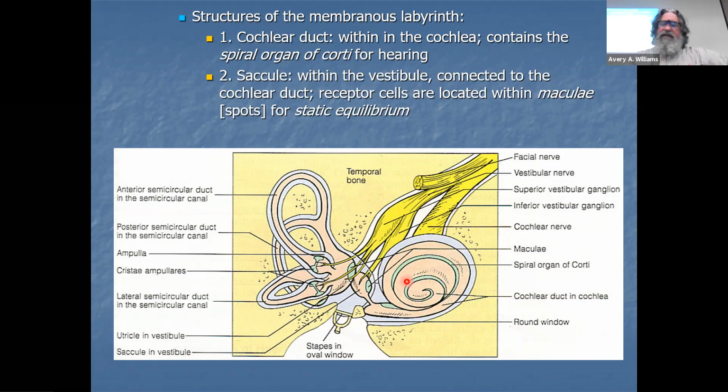Everything else is equilibrium. You have a saccule right here connected to the cochlear duct, located in the vestibule. This round place right here is the vestibule. But this is the saccule in the vestibule, okay? It's connected to the cochlear duct. It has receptor cells located within it called maculae, which just means spots. A little green dot right there, that's a macula, all right? The maculae are for static equilibrium.